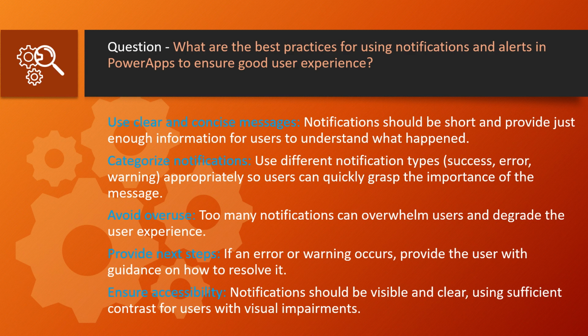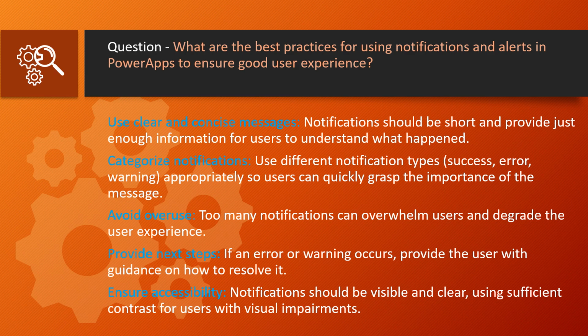Categorize notifications. Notifications should be categorized on the basis of success, error, warning. So on that basis, every notification should be categorized. Here you need to define the notification type dot success, or dot error, or dot warning. Avoid overuse. Too many notifications should not be used in the app, because it will annoy the end user.